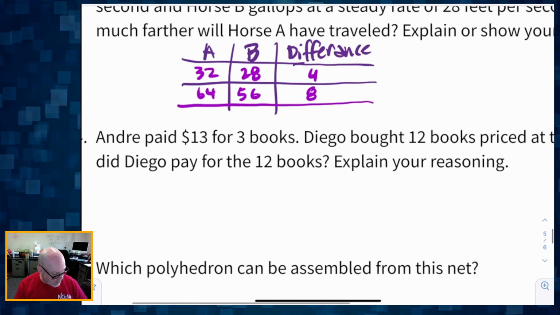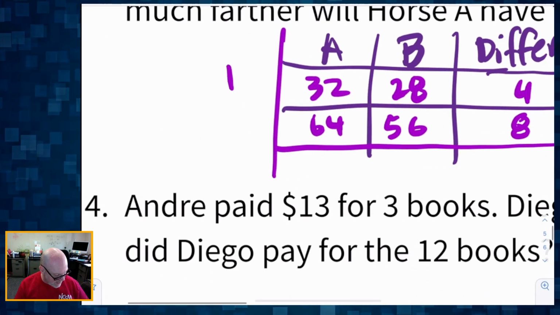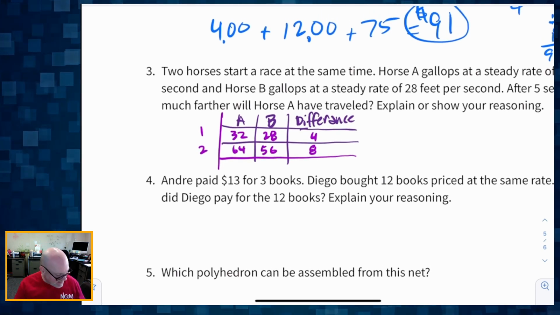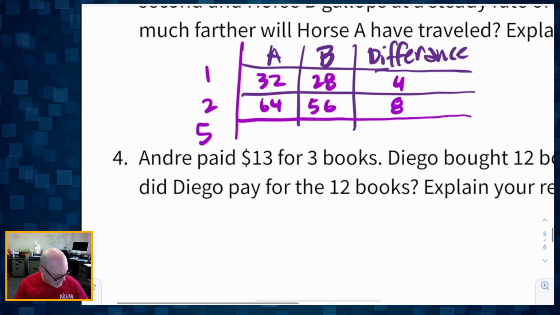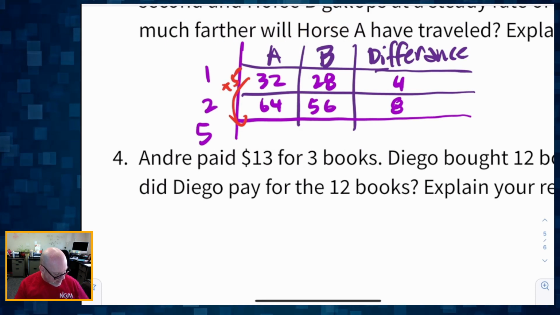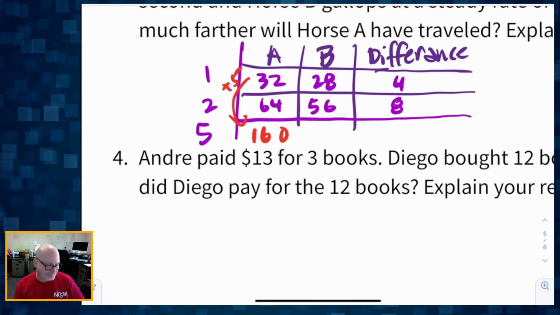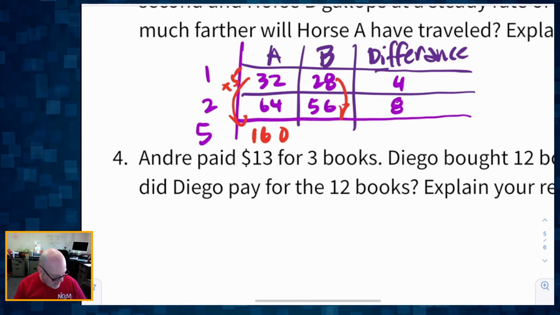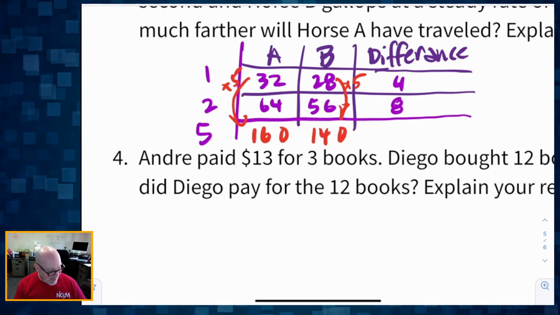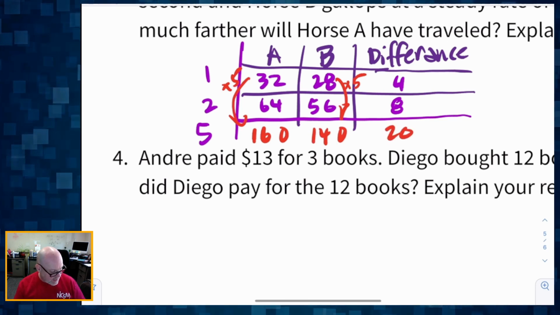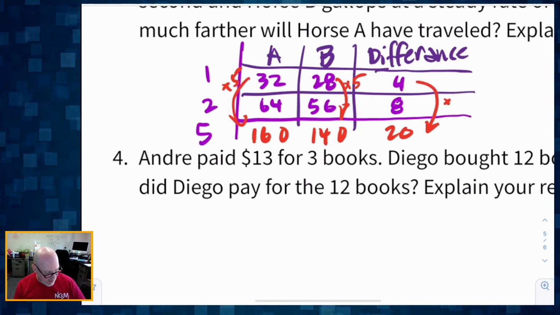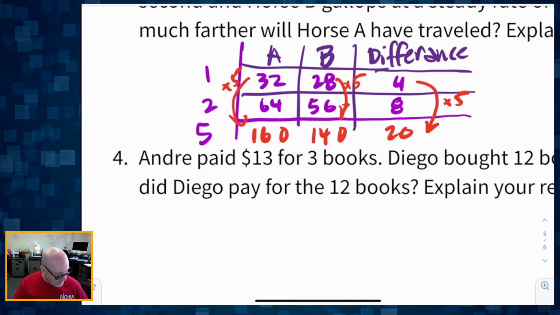And really what we want to know is, this is 1 second, this is 2 seconds. What are we going to do? We want a total of 5 seconds. So really, I'm going to take that 32 times 5, and that gives me 160. I'm going to take my 28 and times by 5, and that gives me 140. And I can see that our difference is going to be 20. And that makes sense because 4 times 5 gives me 20. So 5 seconds.